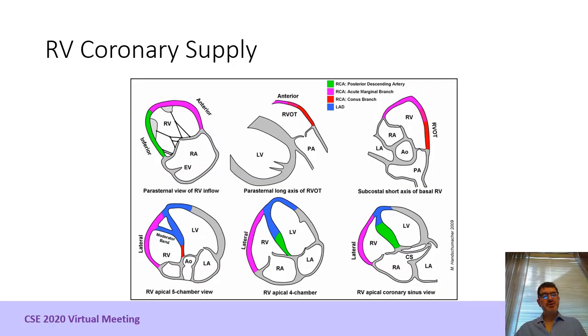A brief word about the coronary supply to the RV. As can be seen by the various colors in the legend, the RV free wall is supplied by acute marginal branches, while the inferior wall is supplied by the PDA.